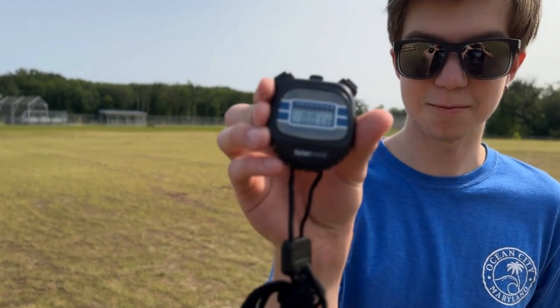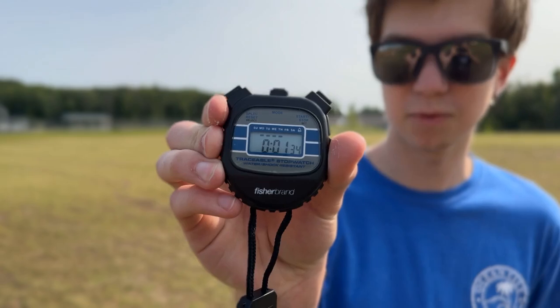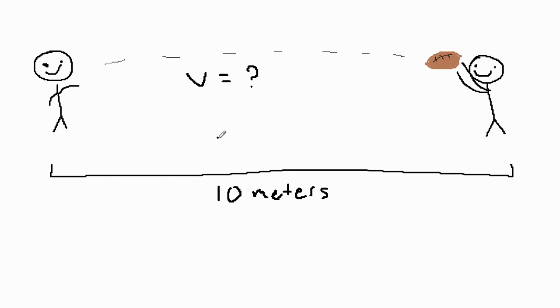Now, we can see on the stopwatch here, 1.34 seconds. And from there, since we also know the distance of 10 meters, we're able to figure out velocity and acceleration. Just like with the car, we can use kinematics to find any unknown components of motion, which in this case is velocity. As noted, we were 10 meters apart when we started, and the ball traveled in 1.34 seconds.